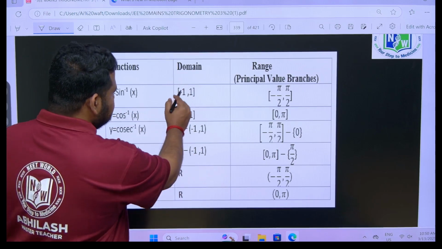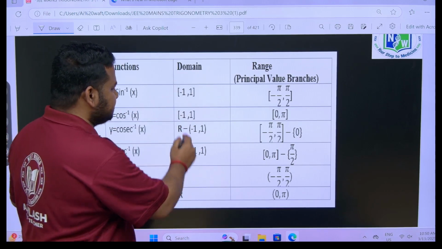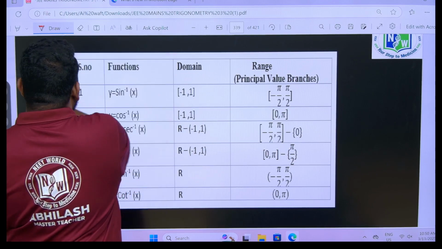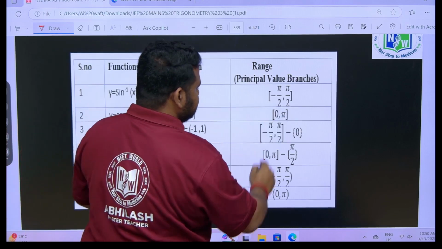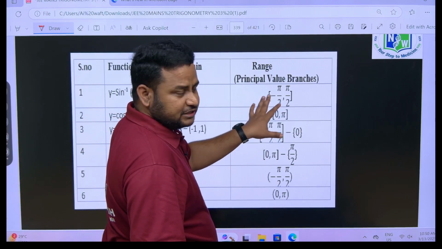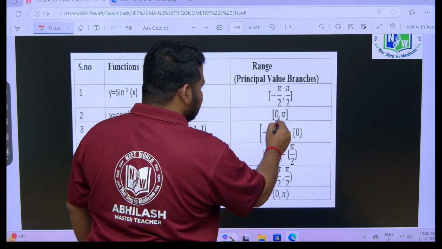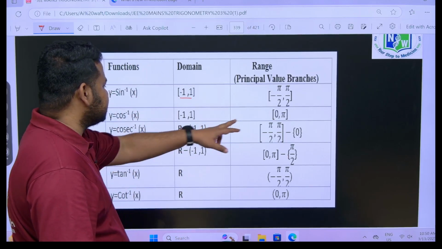I told you earlier it was the range in the trigonometric function. This is becoming the domain. This is the domain here, and this is the range: -π/2 to +π/2, both included. Principal value branches. Now this is 0 to pi for cos inverse of x.